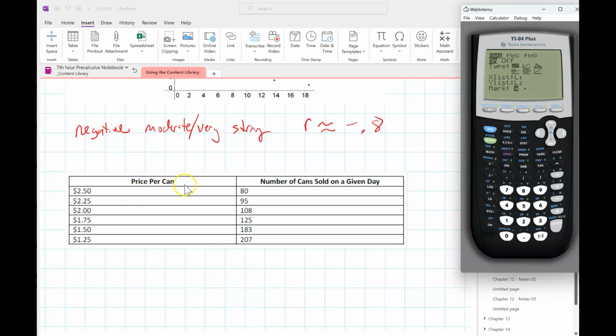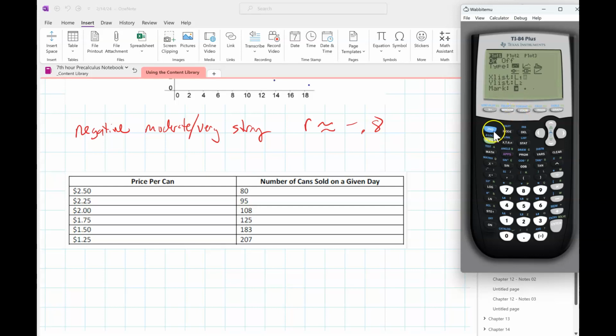So I typed my price into L1 and the cans into L2, so that's already set the way I want it to. If it wasn't, notice above your numbers 1, 2, 3, 4, 5, and 6 in blue, it says L1, L2, L3, L4, L5, L6. So if you needed to change those, if I wanted L5 here instead, I'd press second and the number 5, and that would change it to L5, but I don't really want to do that. I liked it at L1. And then the mark that I'm going to make for my point is the square. I like using the squares because they're easy to see where they're at.